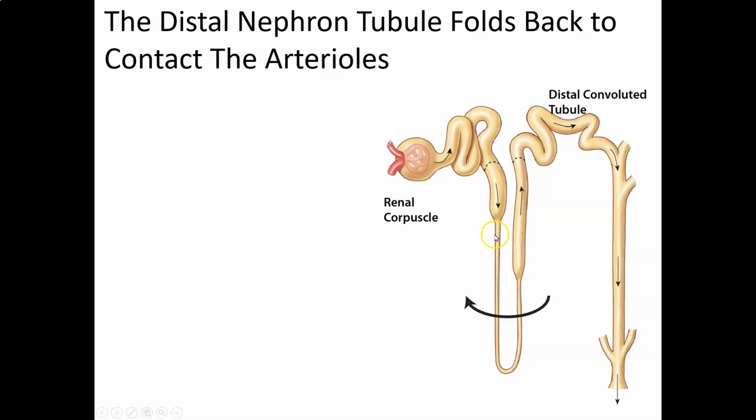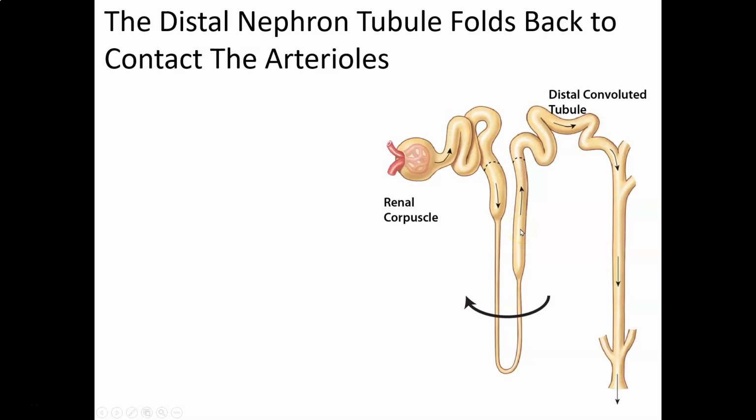The descending limb is permeable only to water. So the only thing that can go across the descending limb wall is water. Solutes are stuck inside there. In the ascending limb, when we go back up and back to the distal convoluted tubule, it's the exact opposite. We are permeable to solutes, so dissolved particles can move across the wall in the ascending limb, but water cannot.